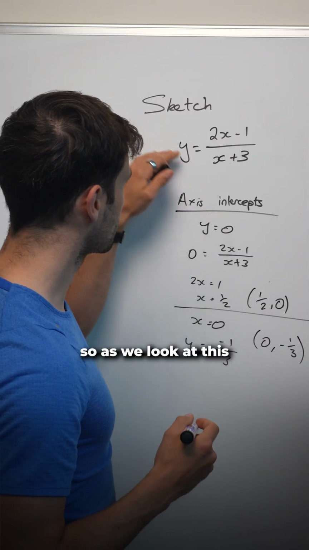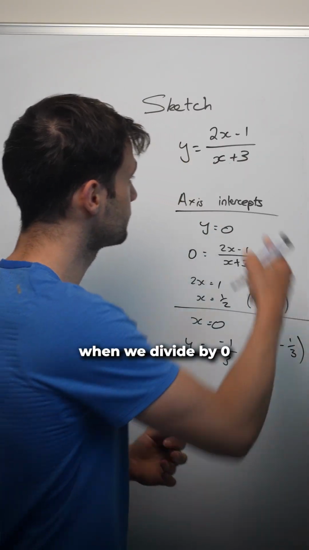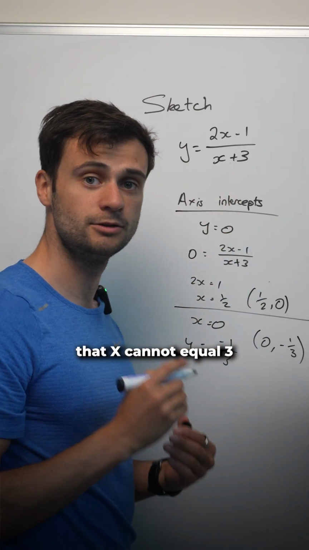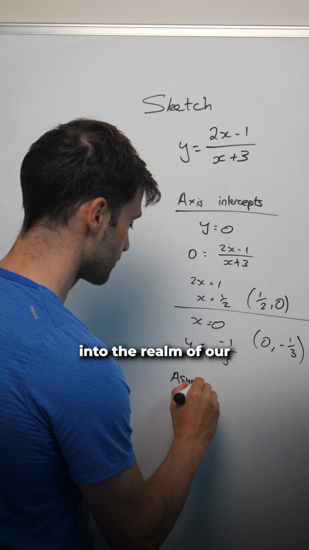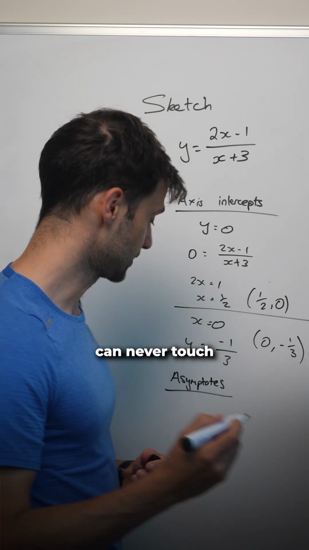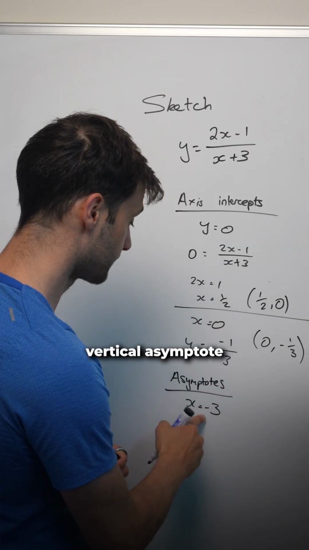As we look at this, you may know that the denominator can never equal 0, because when we divide by 0, our function is undefined. So that means that x cannot equal minus 3. And now we're getting into the realm of our asymptotes. These are the lines that the graph can never touch. So we have one asymptote when x is equal to minus 3. That's our vertical asymptote.